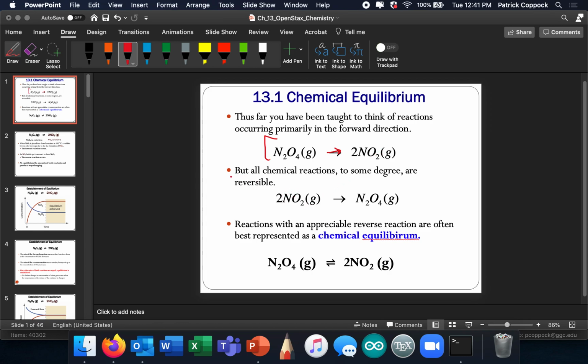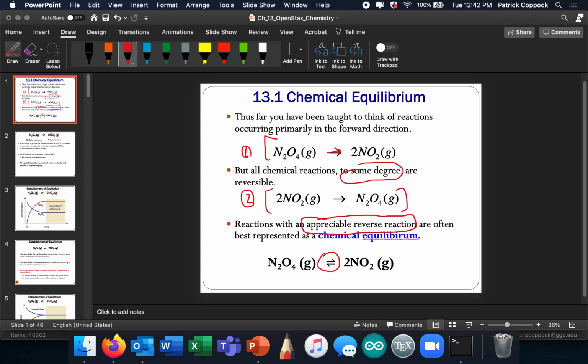But we're now going to appreciate that all chemical reactions, to one degree or another, are actually reversible. So can you see how this bottom one here is the opposite of the top one? If this is reaction 1, reaction 2 is the exact opposite, and that's because chemical reactions are, to some degree, reversible. Now, reactions that have an appreciable reverse reaction, that is, if it's non-negligible, like it's not 1 times 10 to the negative 47, then we sometimes say, let's talk about both these reactions together. And we're going to call this chemical equilibria.